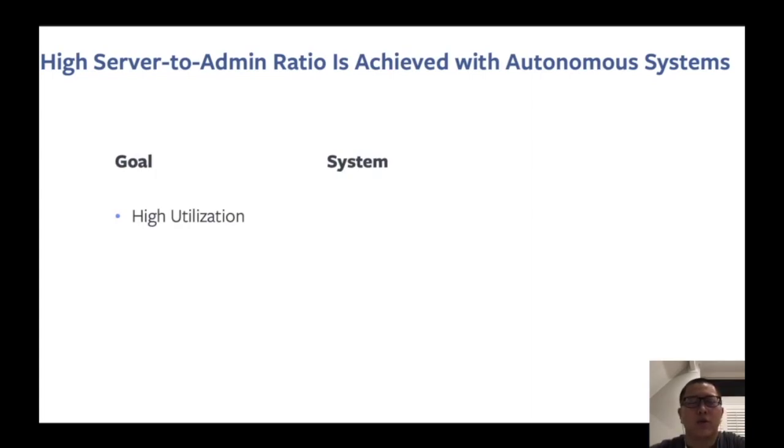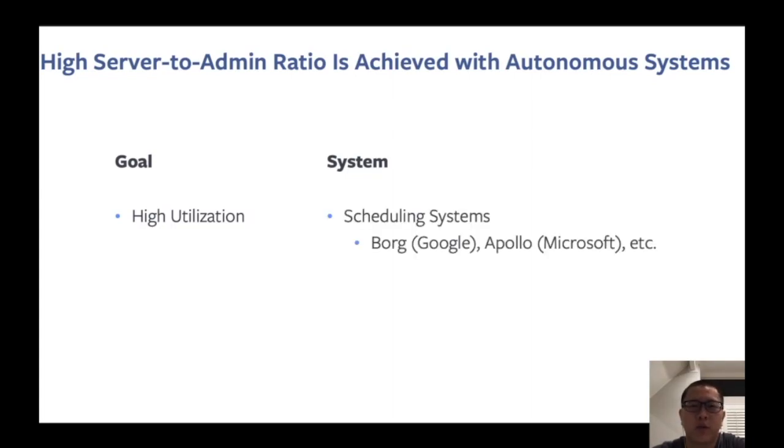One of the top level goals for our fleet is to be run at high utilization, meaning whatever resource we're having, we're using them properly as much as possible. And the system for that will be the scheduling system, and that's, for example, like Borg from Google or Apollo from Microsoft. In general, people have found that scaling out is better than scaling up in most cases.